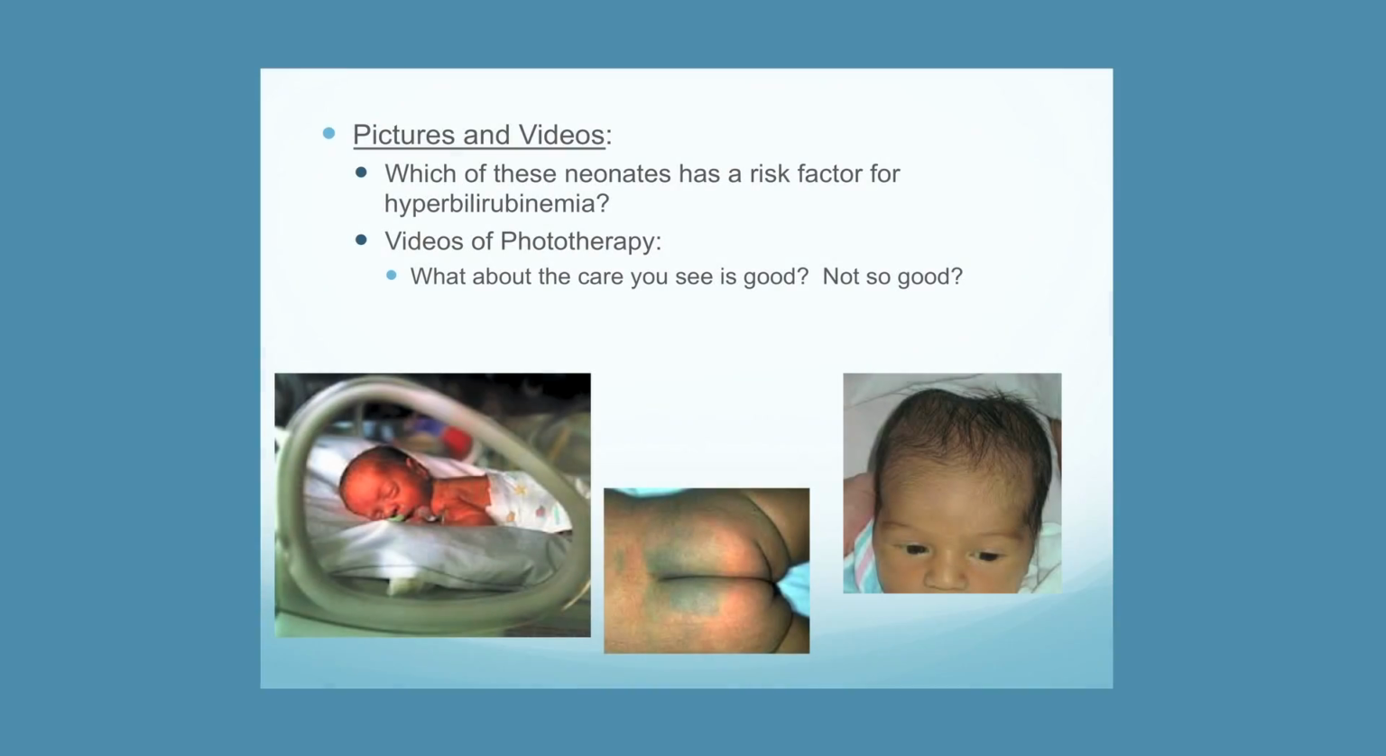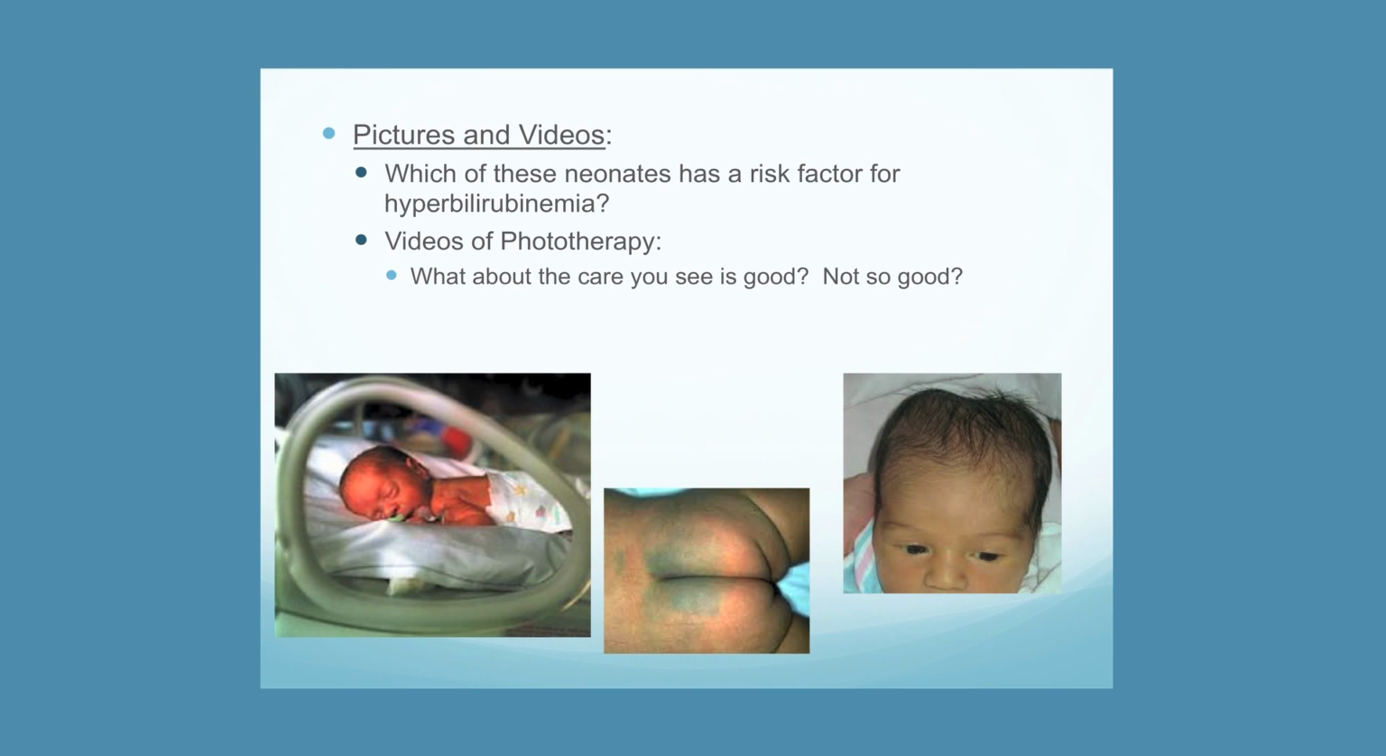I got you. So the one on the left, they should know that prematurity is a risk factor for high levels of bilirubin. And they can tell that's a premature infant by the lack of fat storage and also by the lanugo on the shoulders. So these are things that they need to be able to recognize and apply, right?